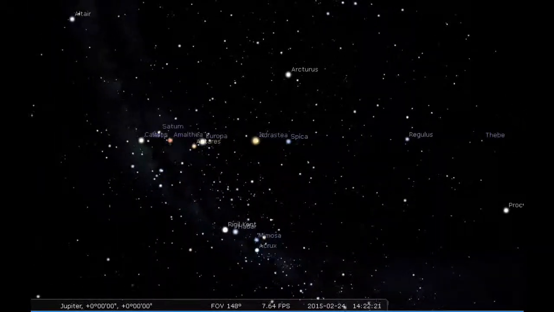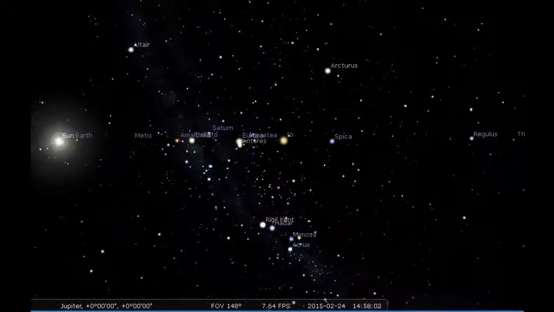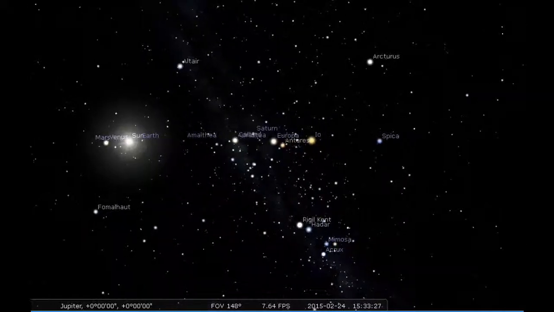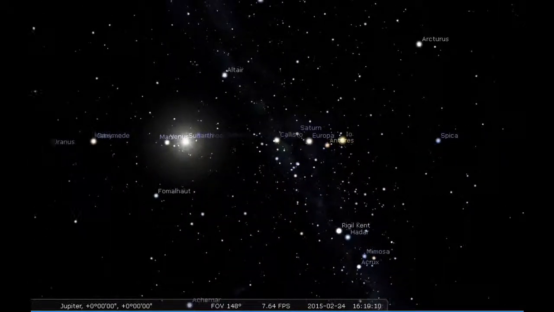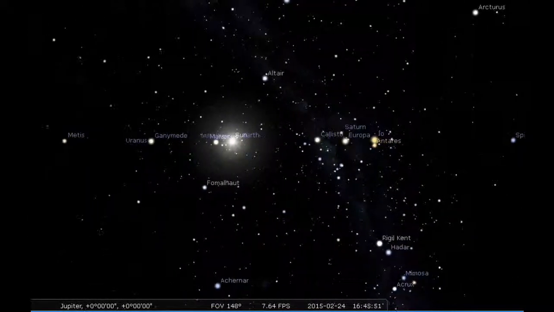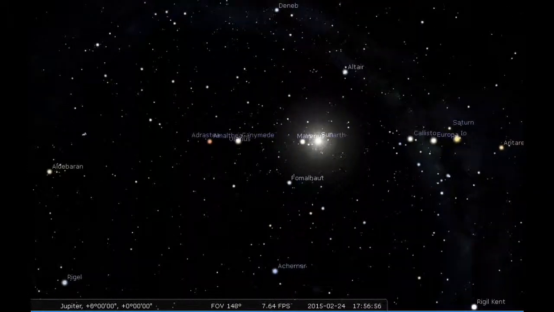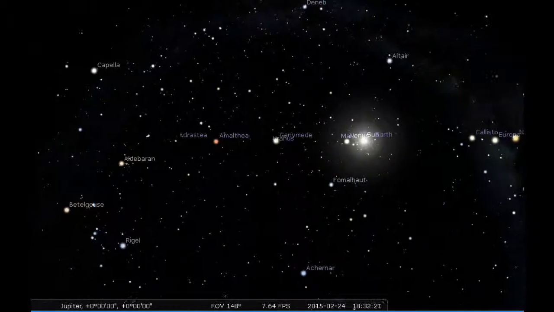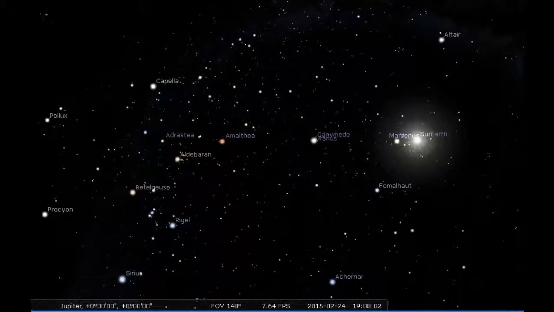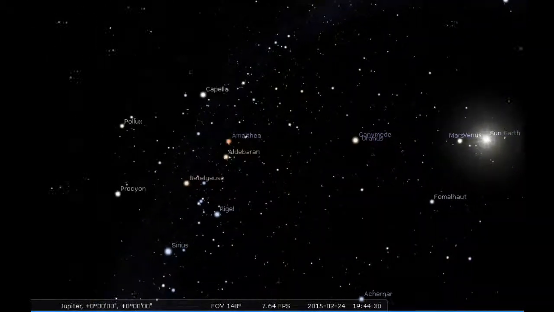All the little moons moving in front of these larger moons must be just absolutely fantastic to actually see. Maybe someday we will. Look at this, we're going for almost a triple alignment there. If we were at a different longitude, we'd be able to see that.